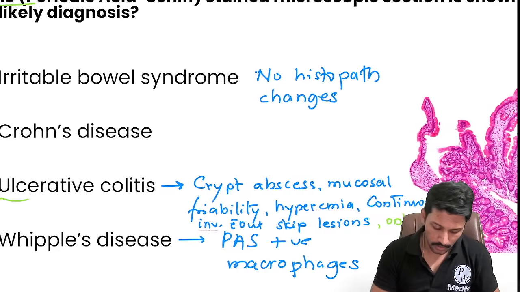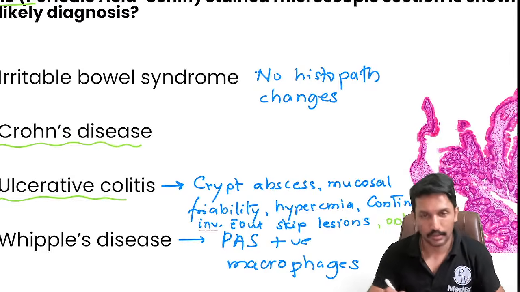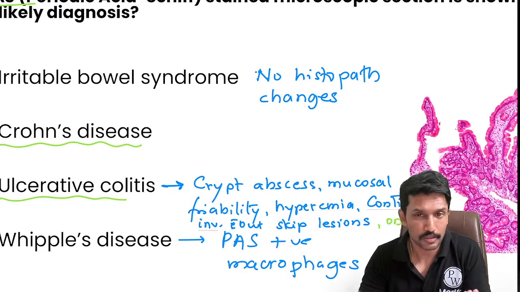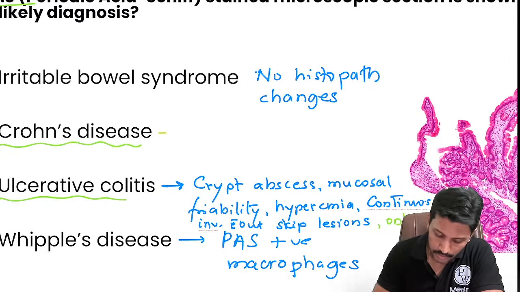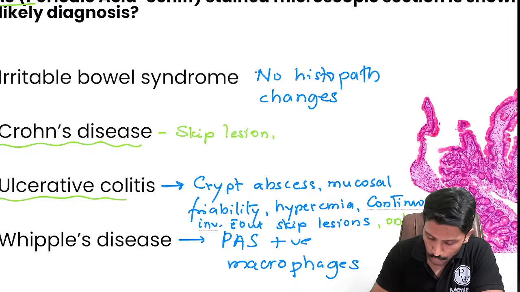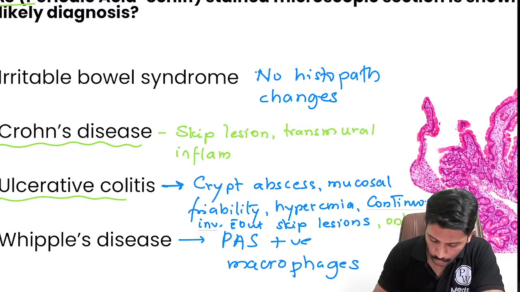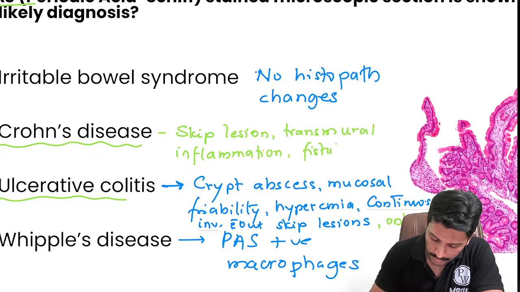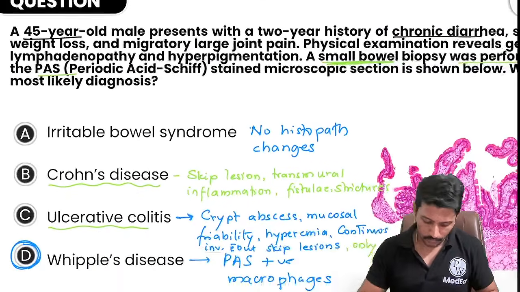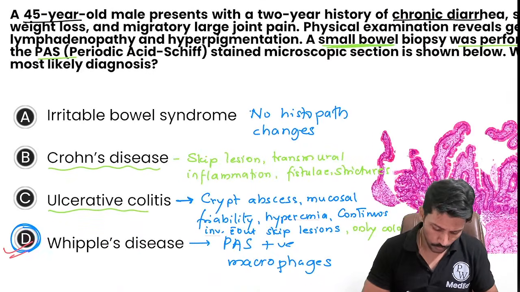Yeah, if the Crohn's disease is spoken about, yes, in Crohn's disease we can have involvement of small intestine as well. So in Crohn's disease, you will have skip lesions and you will have full thickness transmural inflammation. There is also possibility of developing fistulae and strictures. So the story is very clear for the diagnosis of Whipple's disease.